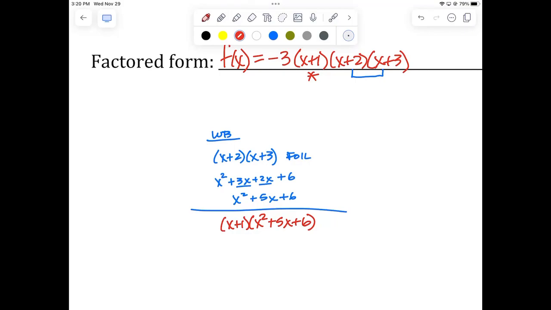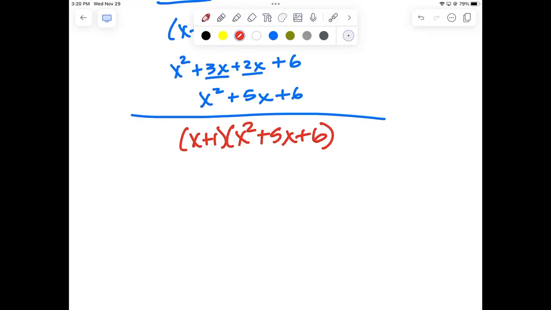Now, does FOIL work here? It's a 2 by 3. FOIL does not work. But you know what does work? The distributive property. Let me show you how to do this. You just start with the first term and the first factor, and you distribute it to all three of those in the second factor.